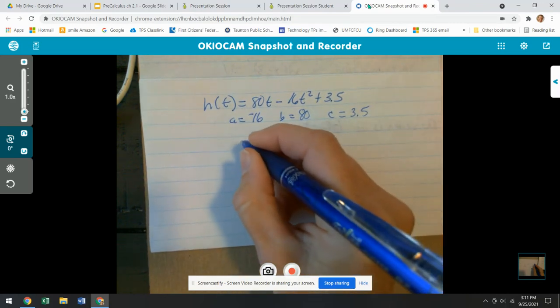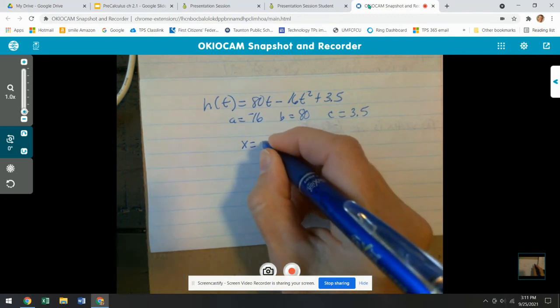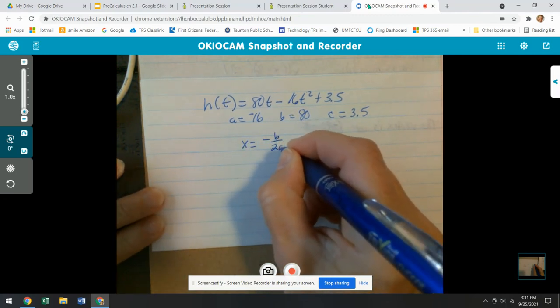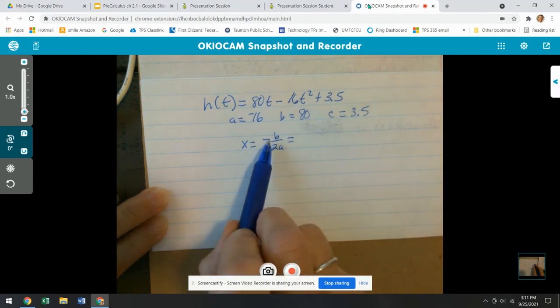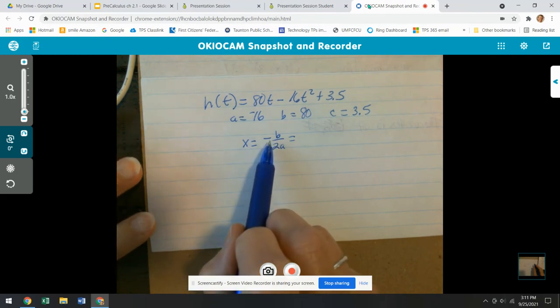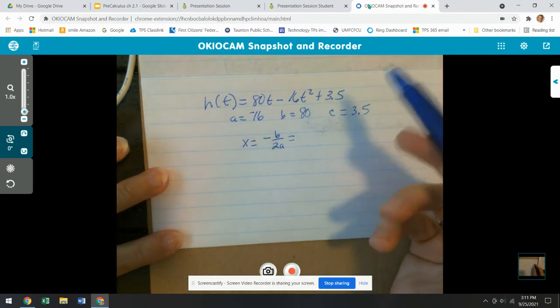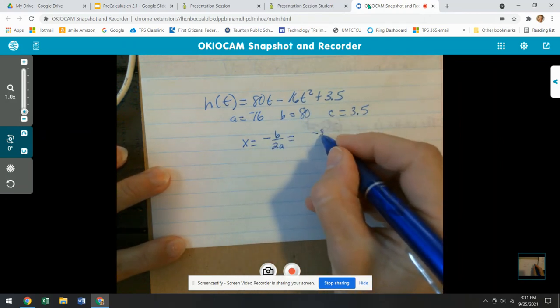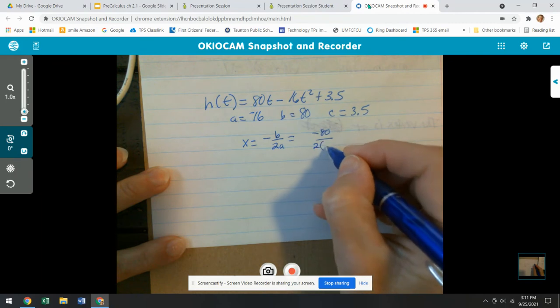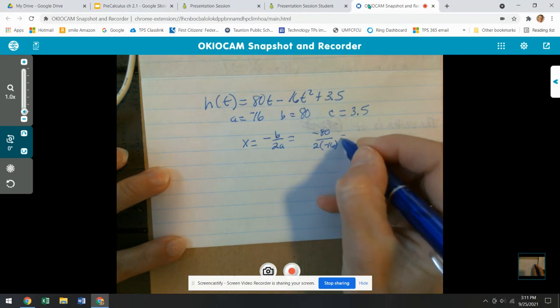So then to find the x value of the vertex, we take the opposite of b over 2a. Once you know what they are, you just plug them in. Notice I said the opposite of b. I don't teach it as saying the negative b, because sometimes b is already negative, and that confuses people. So b is 80, the opposite of that is negative 80, divided by 2 times negative 16.